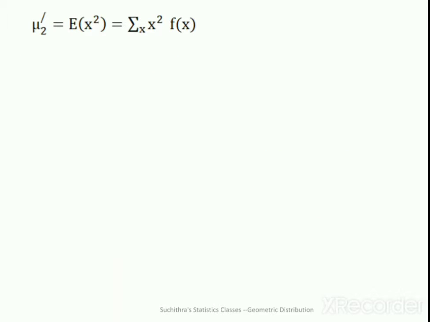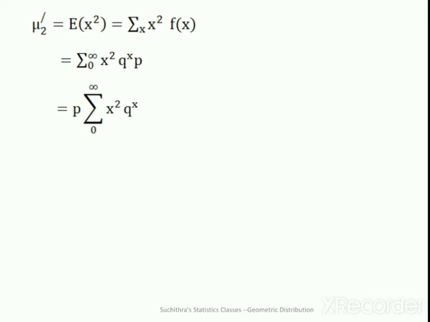Then let us think about the second order raw moment, that is mu 2 dash, which is equal to E of x squared, equal to the summation over x of x squared f(x). That is the summation from 0 to infinity of x squared times q raised to x times p. Take p outside, so we get p times the summation from 0 to infinity of x squared q raised to x.